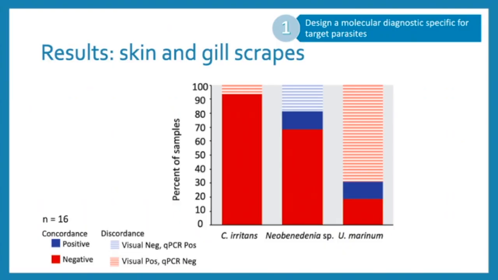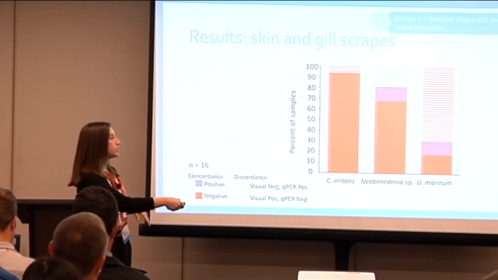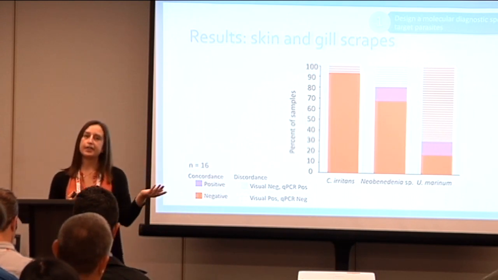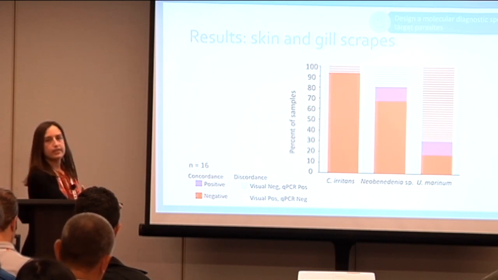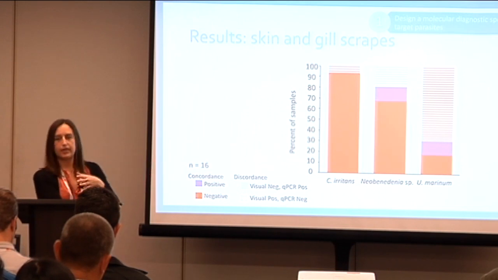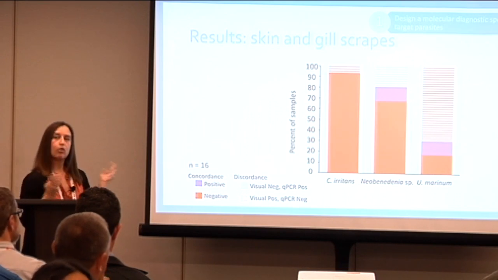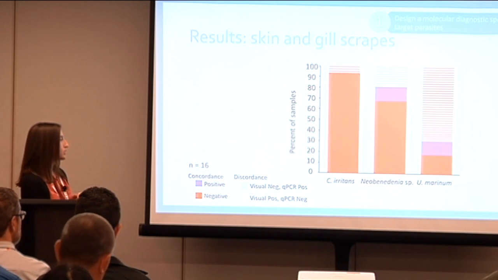So we had some skin and gill scrapes, those original diagnostic methods that these facilities used. And we have our percent of samples on the y-axis and our different targets here on the x-axis. If you remember, we started with just the Uronema. And so if we had concordance, meaning our visual diagnostics and our qPCR matched up, you're going to see a solid bar. Red is negative, both negative in visual and negative in qPCR. Blue is positive. If we have discordance between those two methods, they're in the stripes, again, with the colors staying consistent.